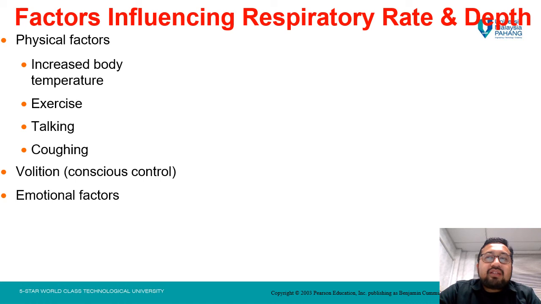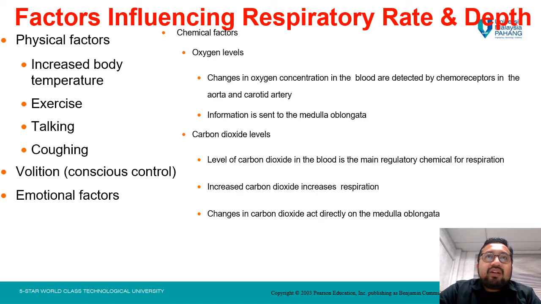Chemical factors: oxygen level. Changes in oxygen concentration in the blood are detected by chemoreceptors. The receptor near the aortic arch just now is the chemoreceptor. Information is sent to the medulla oblongata. Carbon dioxide: the level of carbon dioxide in the blood is the main regulatory chemical for respiration. Increased carbon dioxide, increased respiration. Changes in carbon dioxide act directly on the medulla oblongata.